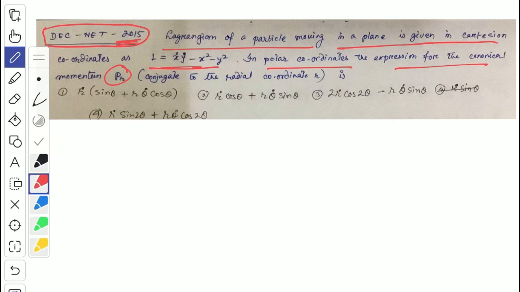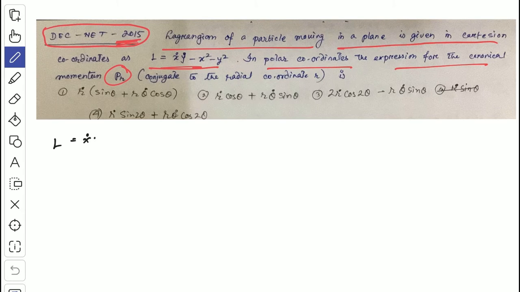Now here you see, in this case, what is the Lagrangian given here? x dot y dot minus x square minus y square. So this can be expressed as x dot y dot minus, taking common, you will get this. So this is the Lagrangian.